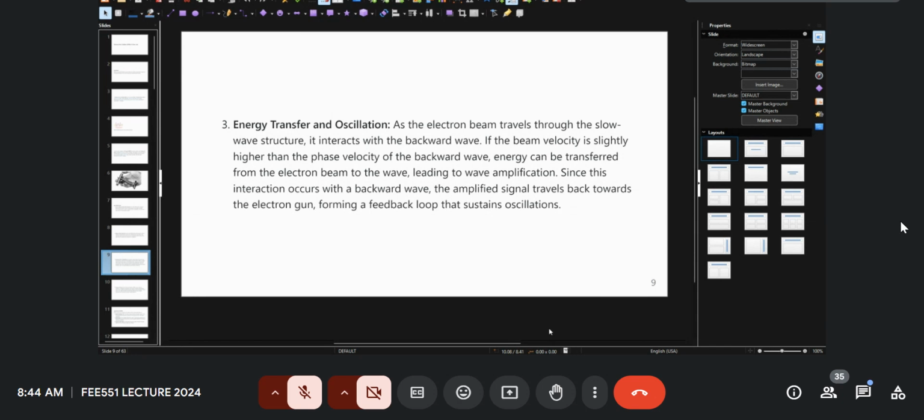And this interaction leads to an amplified wave. This amplified wave travels back towards the electron gun, the cathode that you saw. And now this forms a feedback loop that sustains the oscillations that occur over and over.